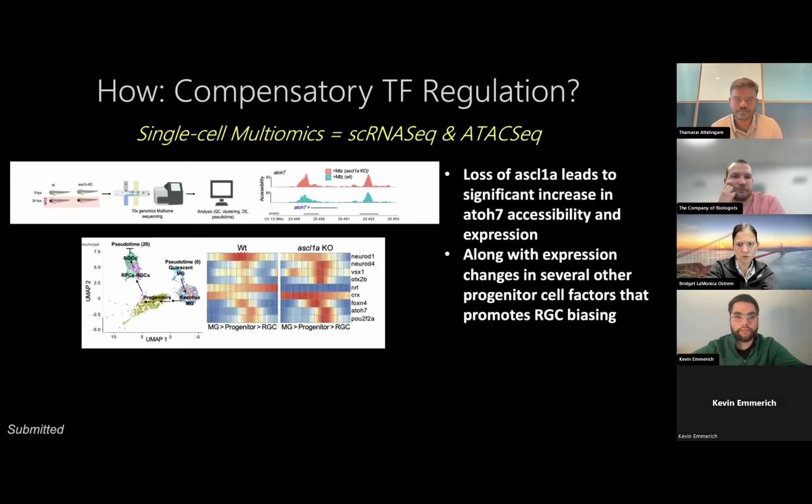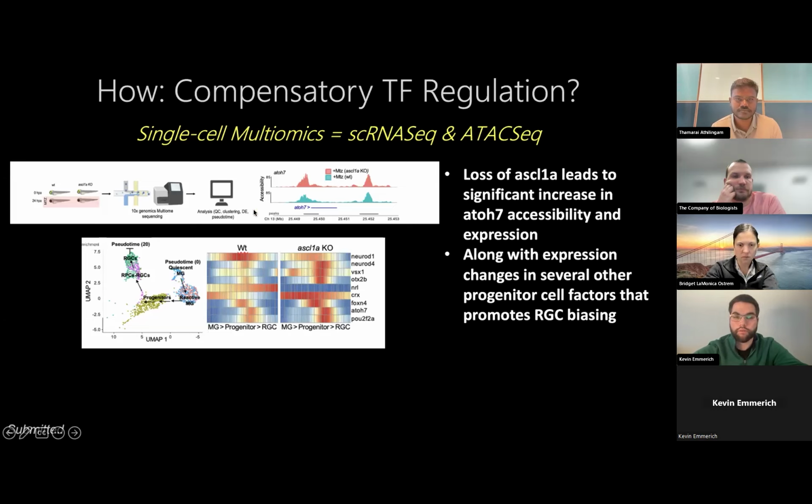So we wanted to now say, okay, we think that without ASCL1A, we might be biasing our regenerative process toward ganglion cells, but let's see if we can prove that with more data. So we did single cell multiomics on our ASCL1A knockout fish. And we saw that there was instantly gratifying results here, where if you just look at ATOH7, that gene I said is the most important ganglion cell developmental gene, with the ASCL1A knockout on the top here of that accessibility curve, you have more accessible ATOH7.